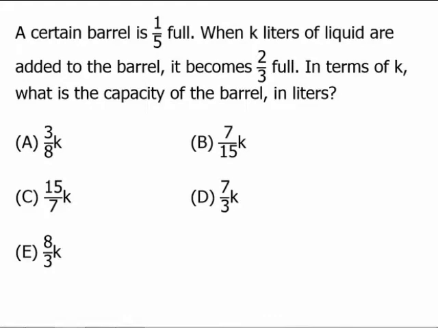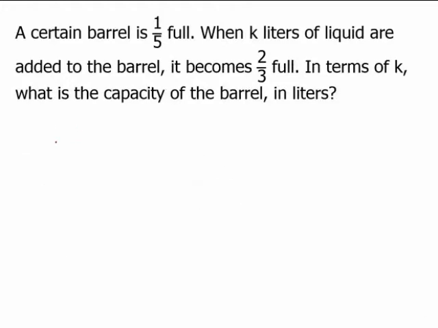A certain barrel is 1/5 full. When K liters of liquid are added to the barrel, it becomes 2/3 full. In terms of K, what is the capacity of the barrel in liters? Okay, so we want the capacity of the barrel. That's what we're solving for. So we're going to need a little bit of room to do the calculation. We'll get rid of the answer choices. Let's say B is the capacity of the barrel.